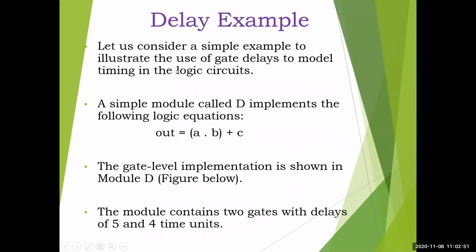Let us consider a simple example to illustrate the use of gate delays to model timing in logic circuits. We'll consider a simple module here called D, which implements the following logic equations. It has an AND gate, A dot B, and that output will be ORed with the third input. So two gates are there, and the result is assigned to out. This is one Boolean expression.